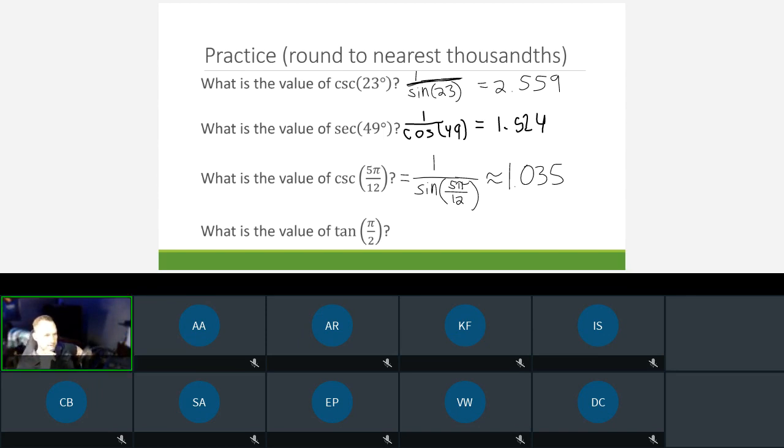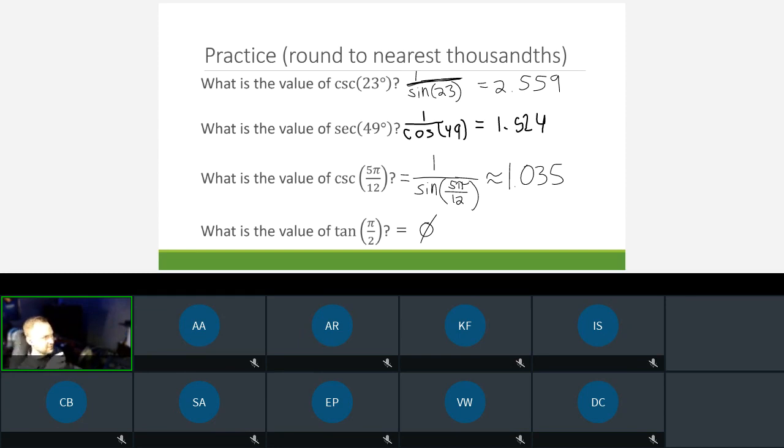So when you type it in, what do you get? So a lot of people saying undefined. And there's a reason for that. So I'm just going to use the undefined symbol. That means undefined or no solution. So we're going to learn about this. I don't know if it's later this unit or if it's next unit. It's probably this unit, the unit circle.